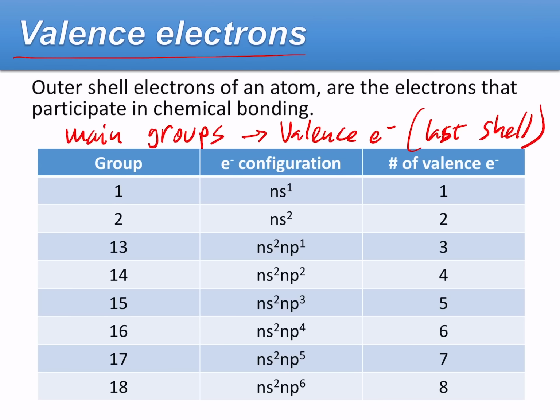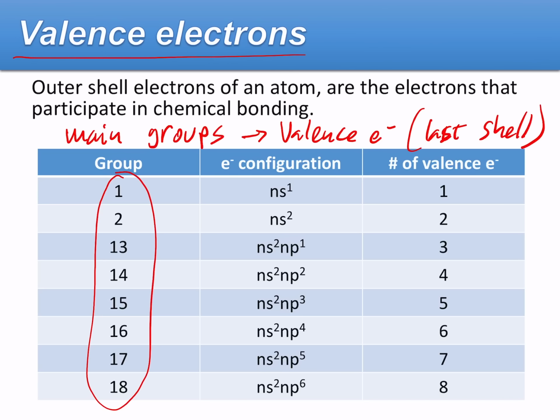So the point here is that if you take a look at the groups here, each one of these groups is associated with a particular number of valence electrons. So group 1 and group 2 are the easiest ones. You have 1 valence electron and 2 valence electrons for each one of these groups. And from 13 to 18, then you have 3 to 8.